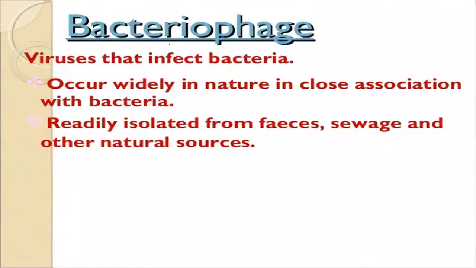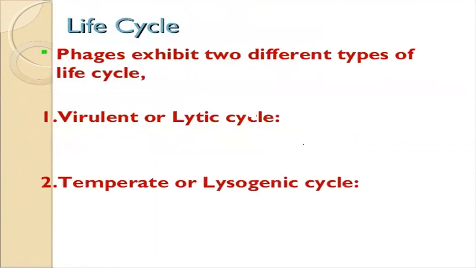Now we will see the bacteriophage and its life cycle. As we know, viruses that infect bacteria are called bacteriophages. They occur widely in nature in close association with bacteria, and are often isolated from feces, sewage and other natural sources, because bacteria are present in those places and they attack the bacteria.